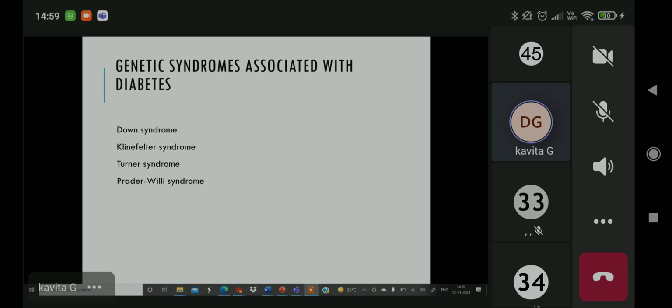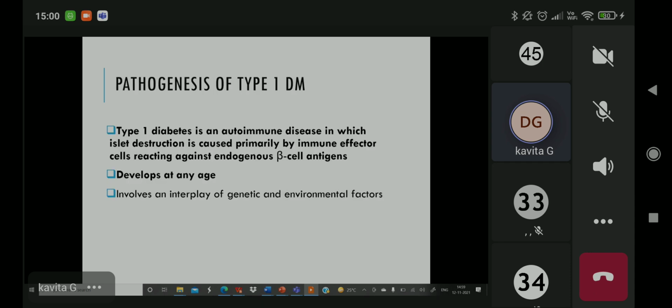Certain genetic syndromes associated. So you could get an MCQ out of this. Any 3 options or 4 options, 3 options could be given and then one other option, okay? So how does type 1 diabetes mellitus develop? As I mentioned, it's an immune-mediated disease. The islet cells are destroyed and it can develop at any age, but more in the younger age group.